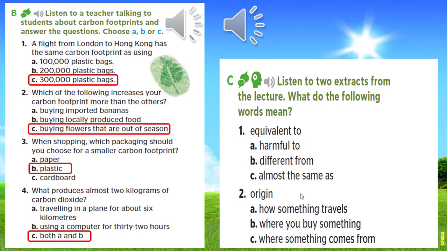Now, what do these words mean? Number 1. Equivalent to means C, almost the same as. Number 2. Origin. It means also, letter C, where something comes from.